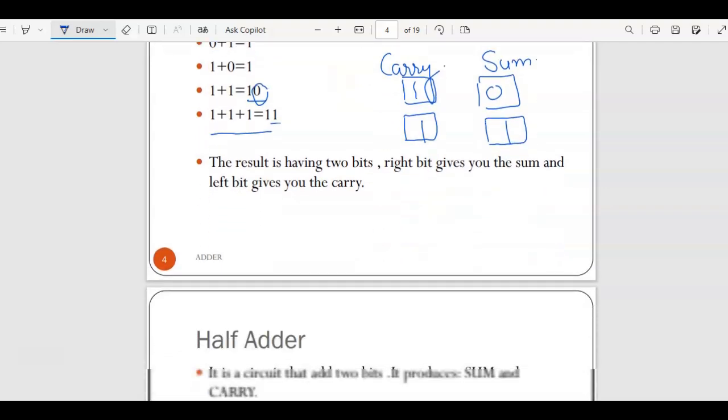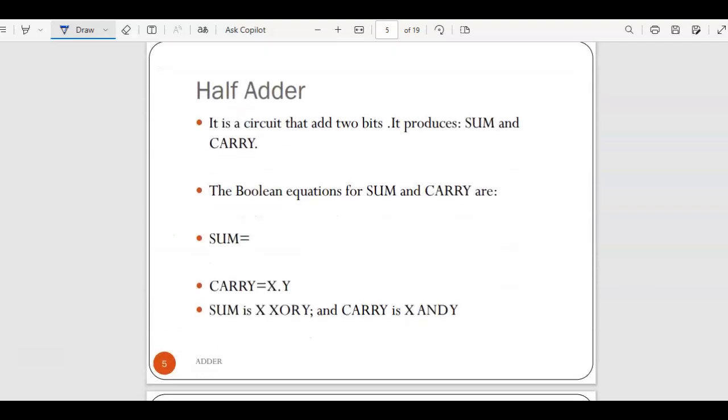Now the half adder is a circuit that adds 2 bits. We already did 0 plus 0, 0 plus 1, 1 plus 0, and 1 plus 1, and it produces the result in the form of sum and carry. The Boolean equation gives you the sum and carry values. To see how the sum is calculated, it is an XOR gate. If you are not clear with the symbol of the XOR gate, you can go back to the previous window. X XOR Y, where X and Y are the two inputs, expands to X bar Y plus X Y bar. What does it mean?